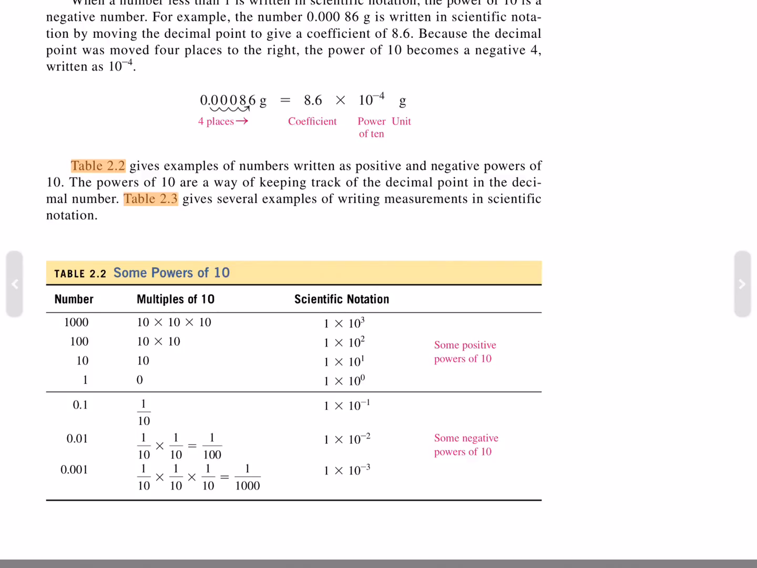1000 is 10 times 10 times 10, or 10 to the 3. 100 is 10 times 10, or 10 to the 2. 10 is 1 times 10 to the 1. And 1 is 1 times 10 to the 0. 0.1 is 1 divided by 10, or 10 to the negative 1. 0.01 is 1 divided by 10 times 1 divided by 10, which is 10 to the negative 2. And 1/10 times 1/10 times 1/10 equals 1/1000, which is 10 to the negative 3.